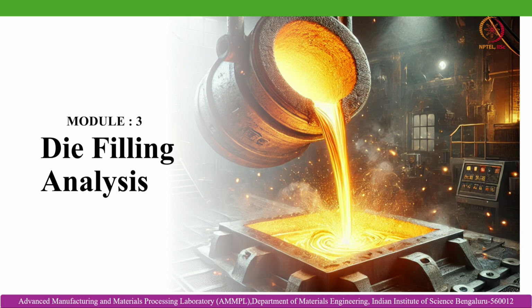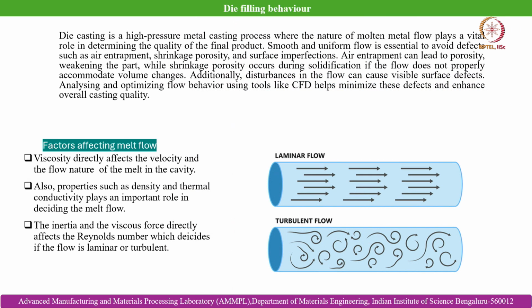So this is the die filling analysis section of the course. Die casting is a high pressure metal casting process. We have discussed in detail in the casting solidification section of the course. So there you are already aware of the high pressure die casting process, and also of the gravity die casting process, where the nature of the molten metal flow plays a pivotal role in determining the quality of the final product. Smooth and uniform flow is essential to avoid defects such as air entrapment, shrinkage, porosity, blowholes, and also surface defects and imperfections.